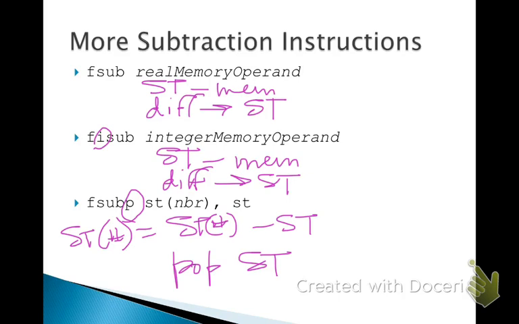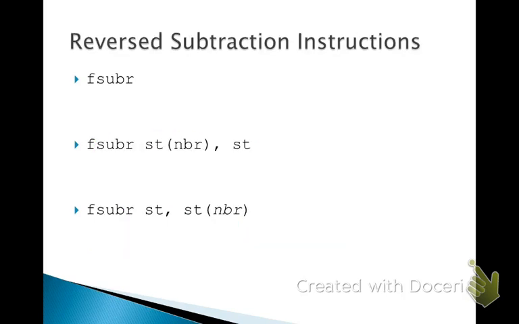We noticed in addition that I didn't have to reverse my operands. Why? Because in addition I could say 3 plus 5, but that turns out to be the same thing as 5 plus 3. So order of operands didn't matter. That's not the case for subtraction. In subtraction, it does matter what the order of my operands is.